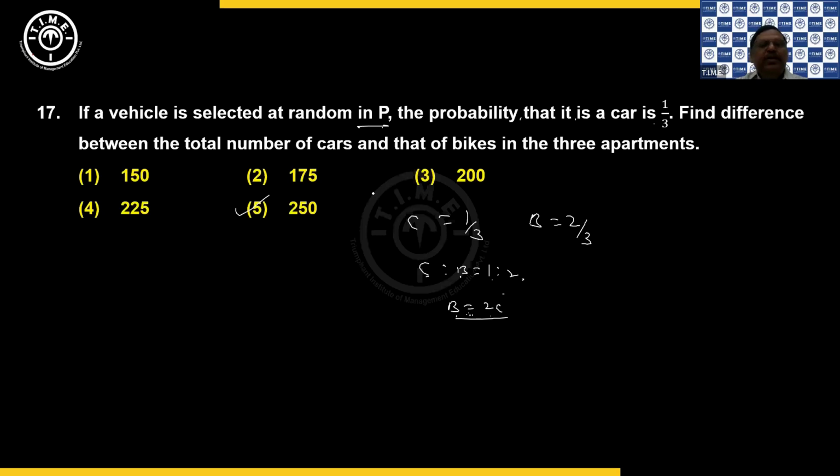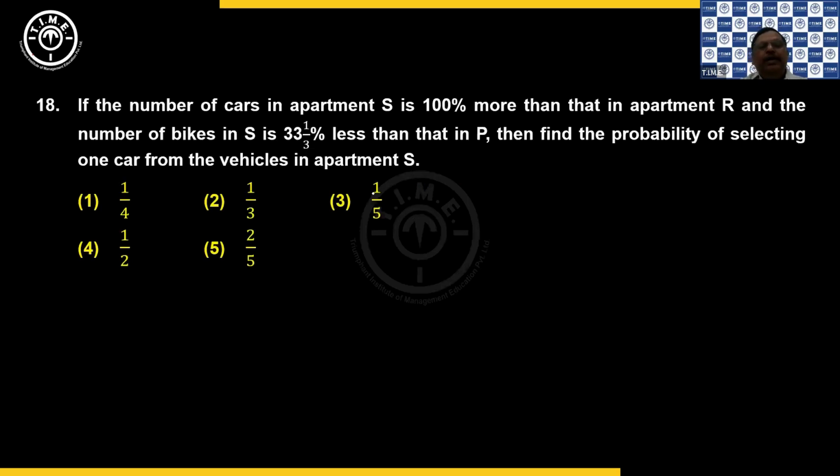Let's go to the next one, students. You are talking about a different apartment. Still now we have P, Q, R. Now we talk about if the number of cars in apartment S is 100% more, meaning double, than apartment R. You know, students, cars in apartment R you calculated as 20. So cars in S is going to be 100% more, meaning double, that is 40.